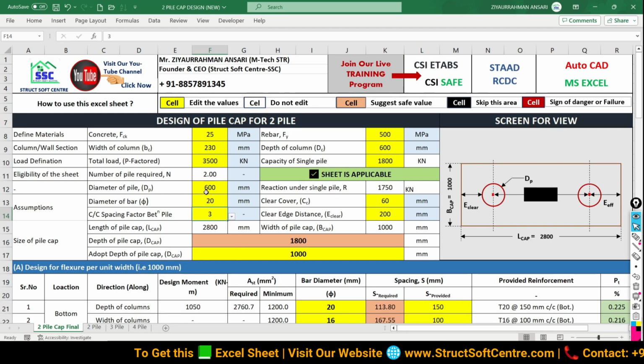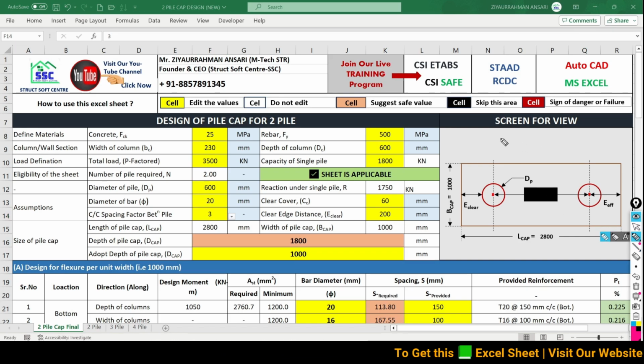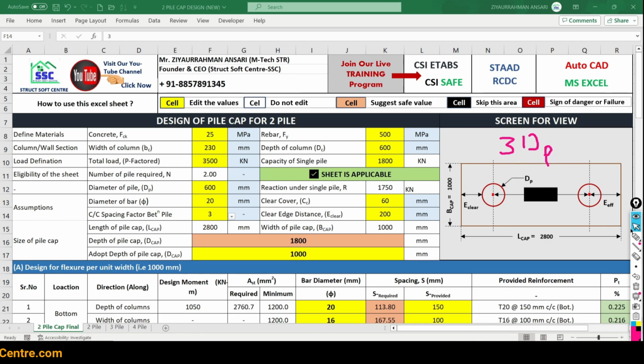So 3 times the diameter of the pile, that is going to become the center to center distance between the two piles. The diameter of pile is 600, and 3 times 600 is obviously going to become 1800. So the sheet is going to consider that.